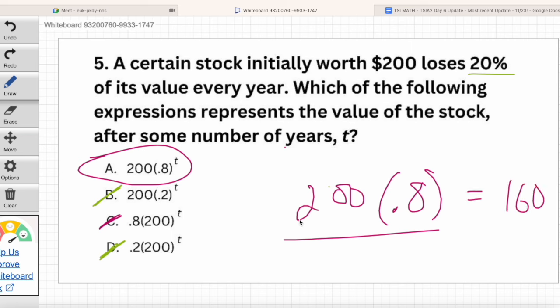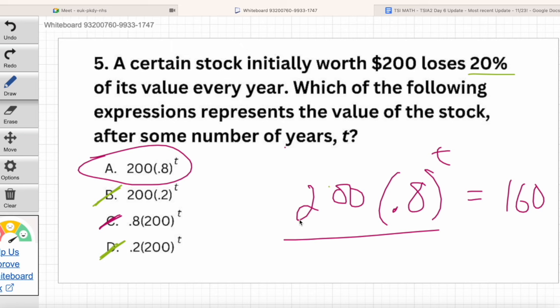And then depending on what T is, after 2 years, it's going to be another 20% decrease because you're multiplying by 0.8 again. If T is 3, you're multiplying by 0.8 three times, basically. You're dropping it down 20% three times. Does that make sense? Yes. And that's why the right answer is answer choice A.